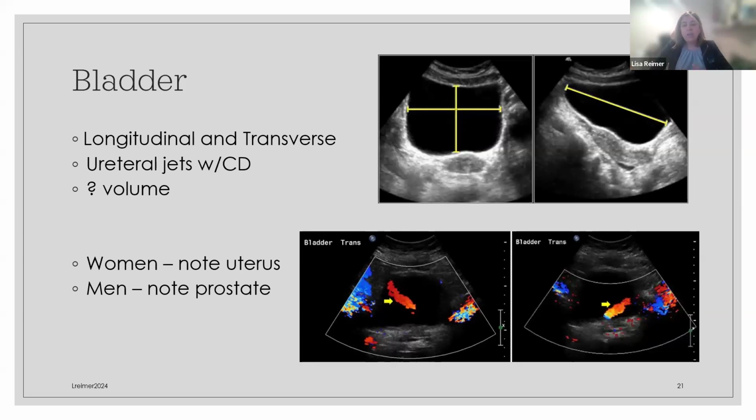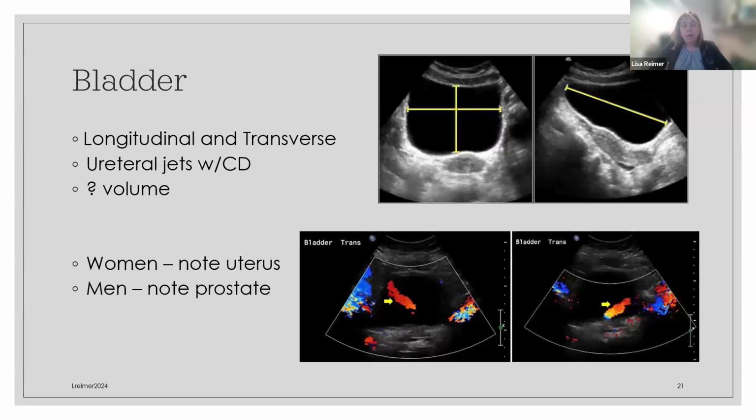So a basic 2-plane, look at it in long, look at it in transverse. If it's a female patient, you might see the uterus posterior. If it's a male patient, you might see the prostate. If it's an older male, the prostate might be pressing into the bladder. So be mindful of those things.